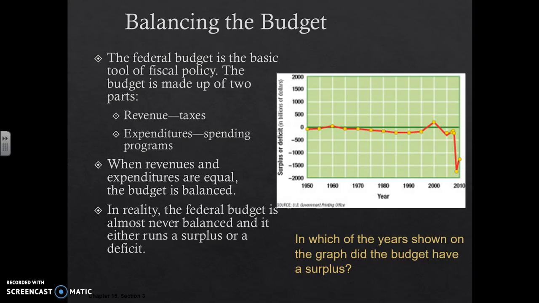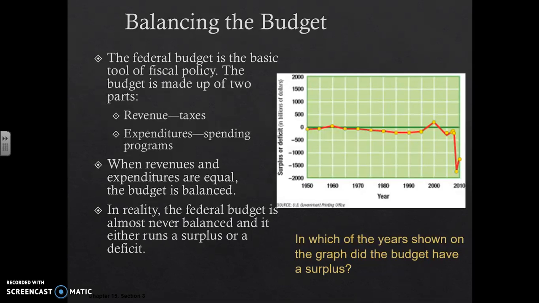The federal budget is the basic tool of fiscal policy. And the budget is made up of two parts: revenue, which is taxes, that's the money coming in, and expenditures, which is what's going out, the spending. When revenues and expenditures equal each other, the budget is balanced. In reality, the federal budget is almost never balanced.